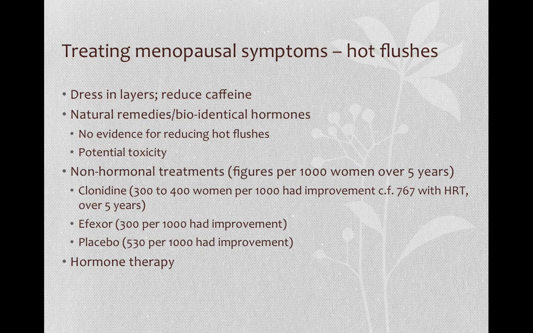However, despite these treatments, most women will find that the hot flushes are still reasonably troublesome, and the most effective treatment has been shown to be hormone replacement therapy, as you can see from the figures on my slide here, which were taken from the Women's Health Initiative study. So 767 women out of 1,000 over 5 years had improvement in their hot flushes compared to only 300 with clonidine or Effexor, and interestingly 530 for placebo only.